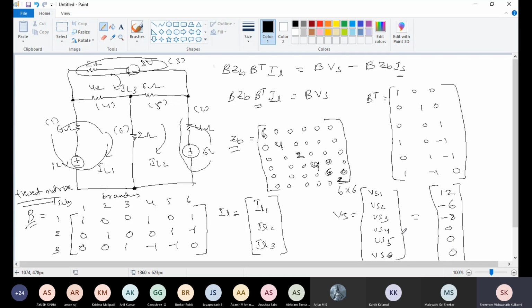This is a column vector. This is my IL: IL1, IL2, IL3. There are 3 loops. This is my ZB diagonal matrix, and B transpose. We have now written VS, B, IL, B transpose, ZB, B. Now we need to calculate.